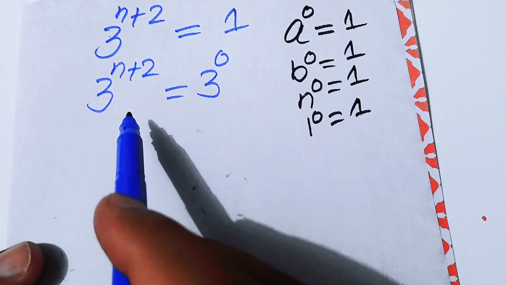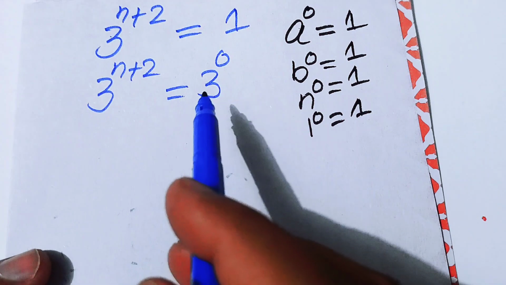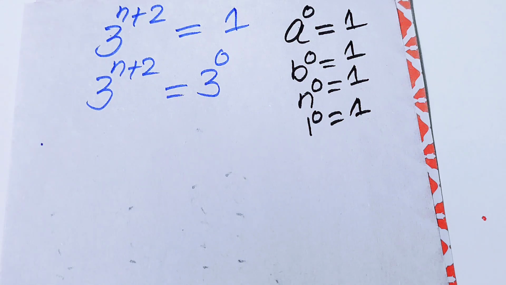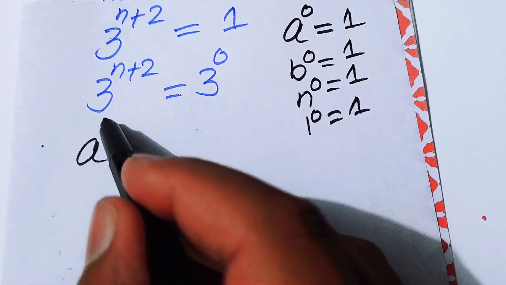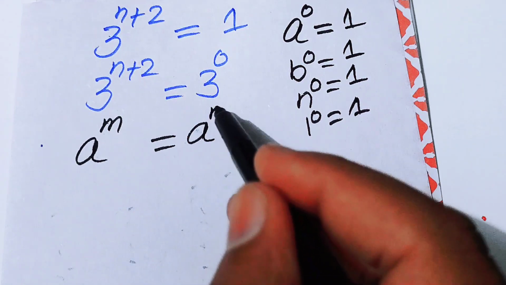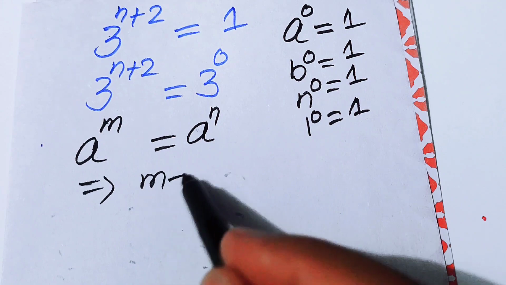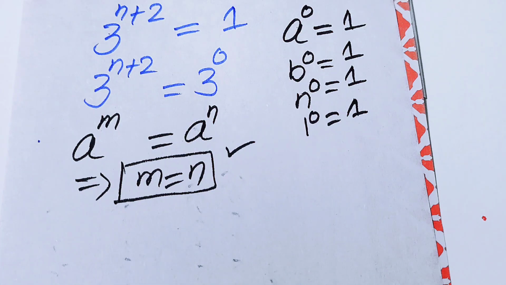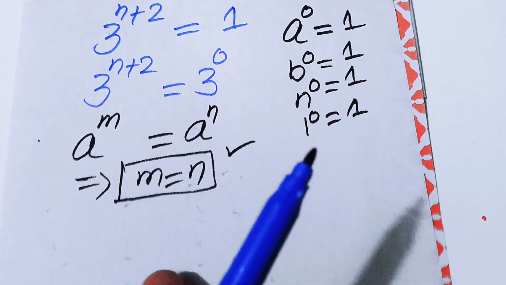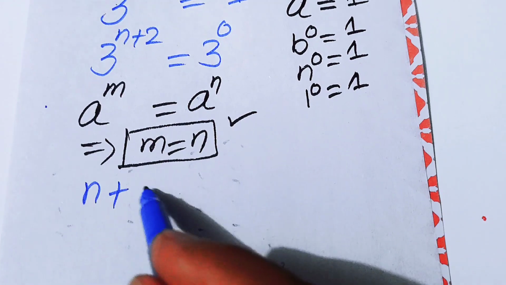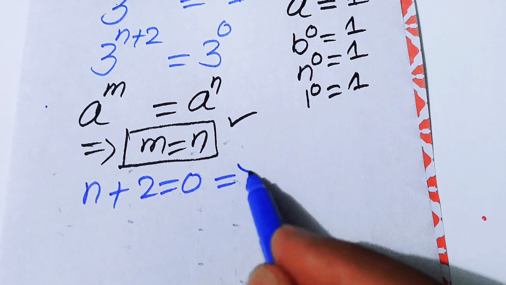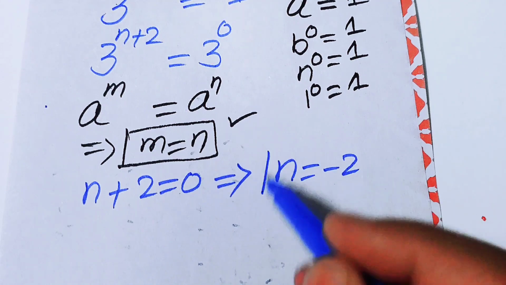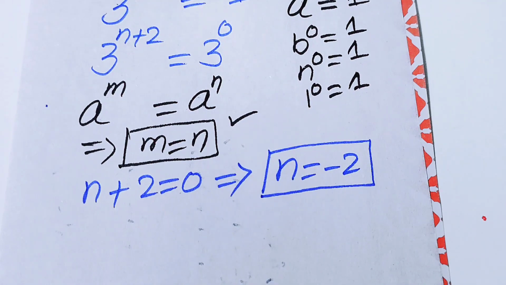And now you focus on both of the sides, and you see that the bases on both sides are the same, so the exponents are equal according to this exponential law. This is the very famous exponential law. If you have a to the power of m is equal to a to the power of n, this implies that m is equal to n. So now we use this exponential law here, and you get the output in the form of n plus 2 is equal to 0, and finally you get the value of n is minus 2. This is our final answer of this question.